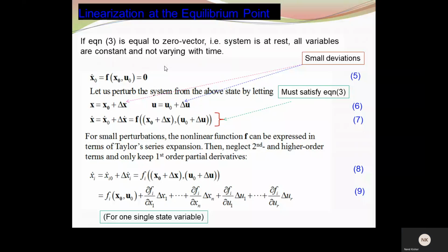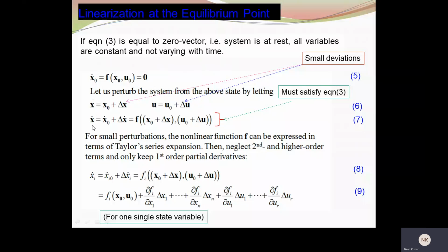But let us say that there is some disturbance and we want to linearize it. How should we linearize it? We perturb the system by some delta change, a delta change to the state variable x around the initial point. So we have a new state variable x, which will be the initial state plus the delta change. That is the small deviation in the state variable as well as the input variable.